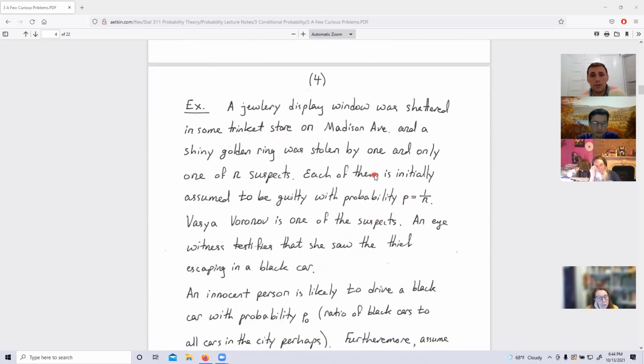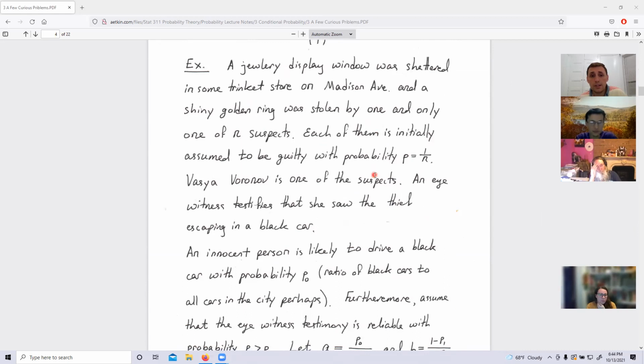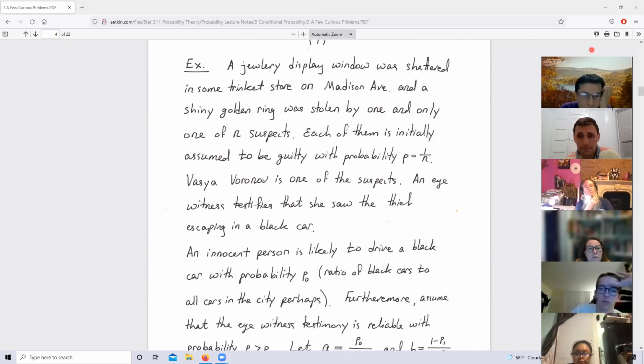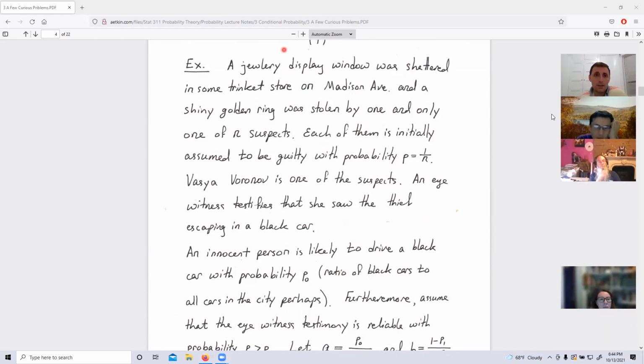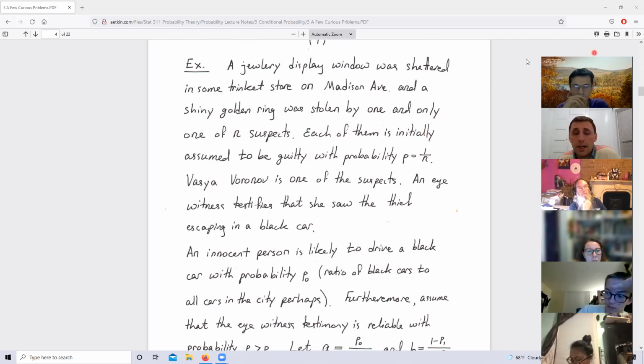Here is another question. I'm not sure if this is the involved one that I was thinking about. I'm not sure if you will enjoy it. So imagine a jewelry store was burglarized on Madison Avenue. Something was stolen, and we know that there is exactly one perpetrator, and it's one of n suspects. Maybe some camera recorded all the people that came into the store, and exactly n people came to the store.